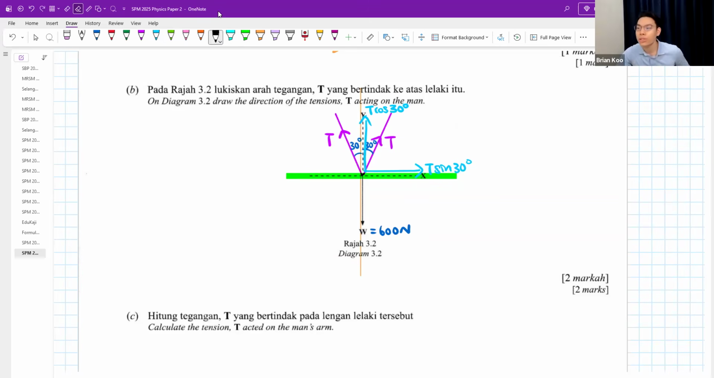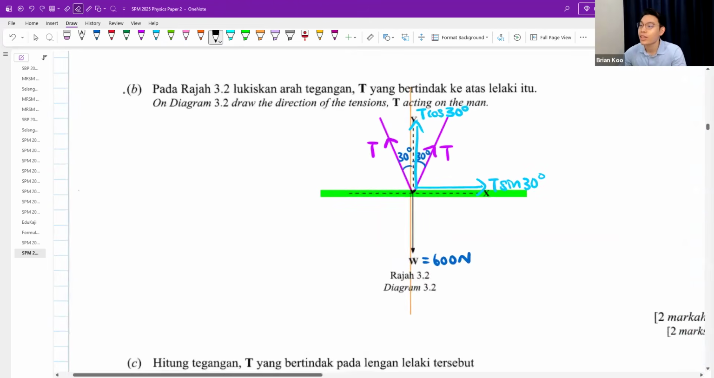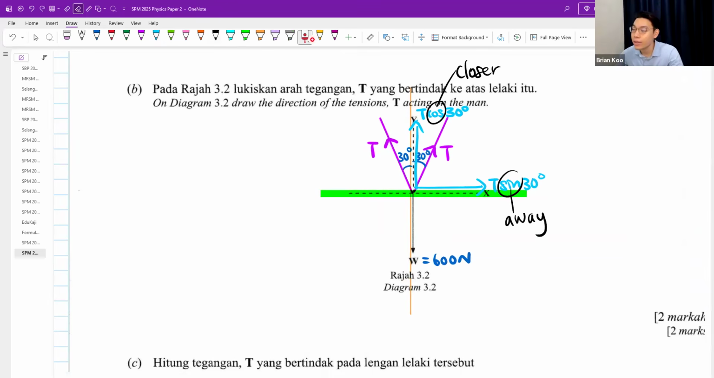If you are thinking, teacher, how do you know it's cos or sine? That's because cos means closer to 30, sine means away from 30. Where's 30 degrees? 30 degrees right here. Do you see the tension needs to go closer to the 30 degree? So if you split it up, it becomes like that, it is T cos 30. Now, if the T comes down here, 30 degrees right here, do you see the tension has to go away from the 30 degree? 30 is here and you're running away from the 30, therefore this is called T sine 30.